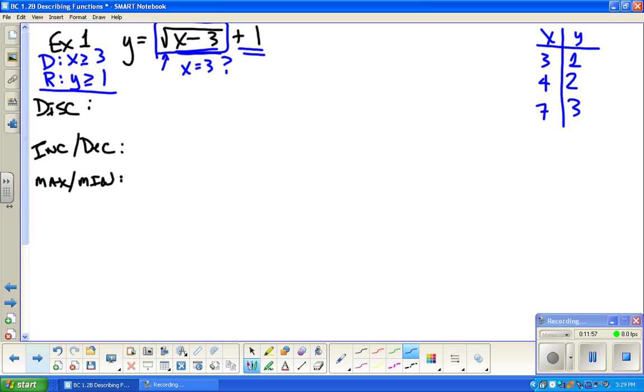7 minus 3 is 4, the square root of 4 is 2. This is 3. Okay, so I'm plotting some points here just so we get an idea of what's going on. So 3, 1, 4, 2, and 5, 6, 7, 3.